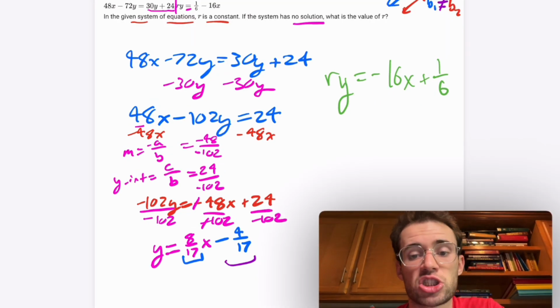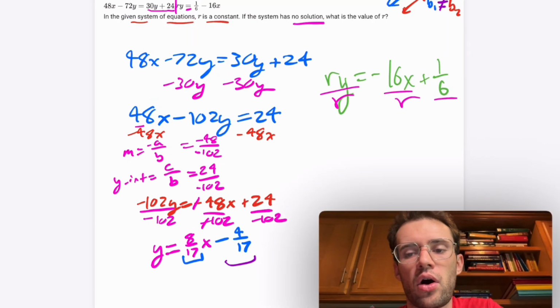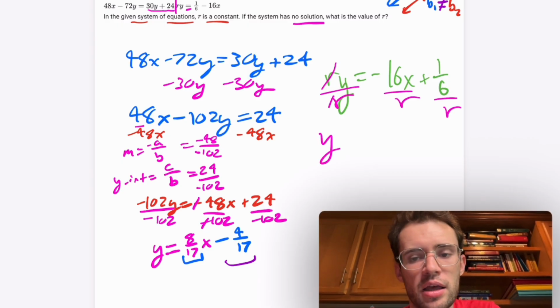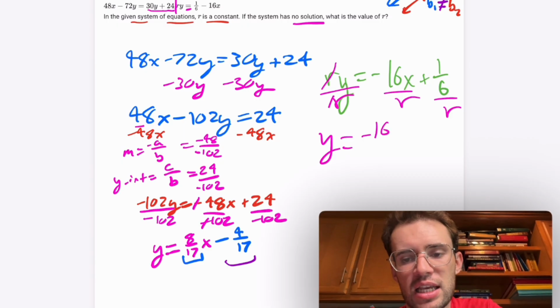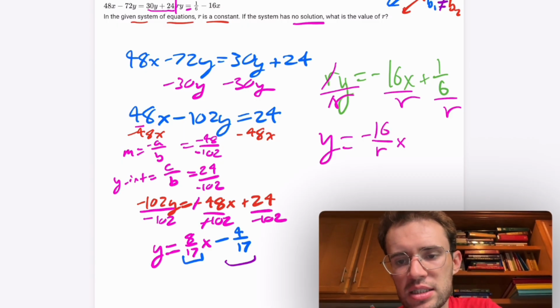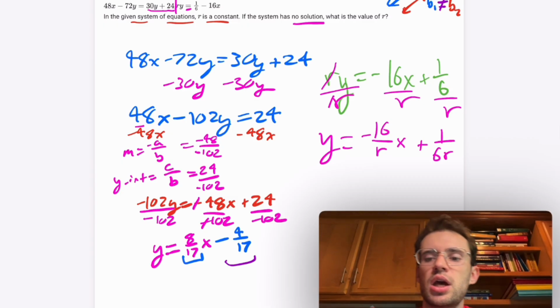And now again, to get it into slope-intercept form, I'm just going to divide everything by r, because r over r is 1. So instead of ry, we'll get 1y, or just y, is equal to negative 16 over r times x plus 1 over 6r. Right? 1/6 divided by r is 1 over 6r.